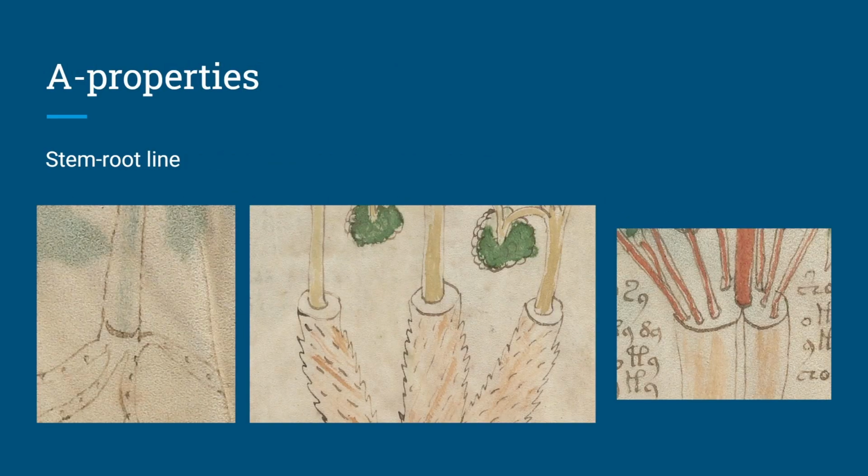Now, I'll start by introducing the first A property, which, as we mentioned before, was identified in 2016 by Lars Dietz on the Voynich.ninja forum. These are a few examples of what we mean when we talk about a stem root line. You can see that it can be a few different types, but each of them has a little line that separates the stem from the root.